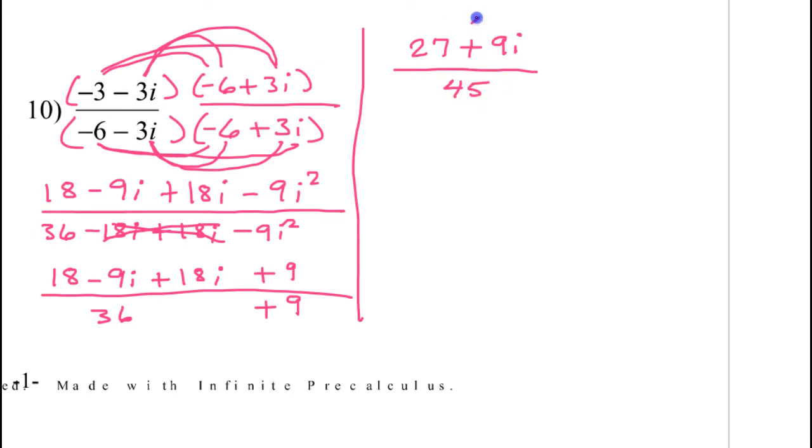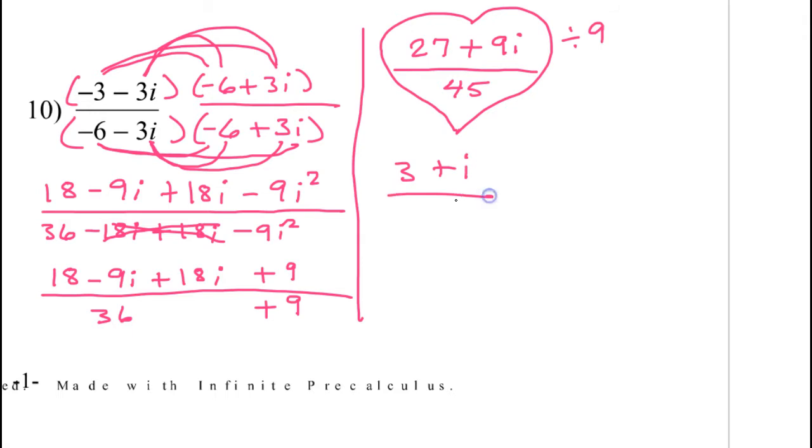Now, all of these are divisible by 9. That is a common factor. So I'm going to go ahead and divide everything by 9. So that's going to give me (3 plus i) over 5. So this would be an acceptable answer for number 10.